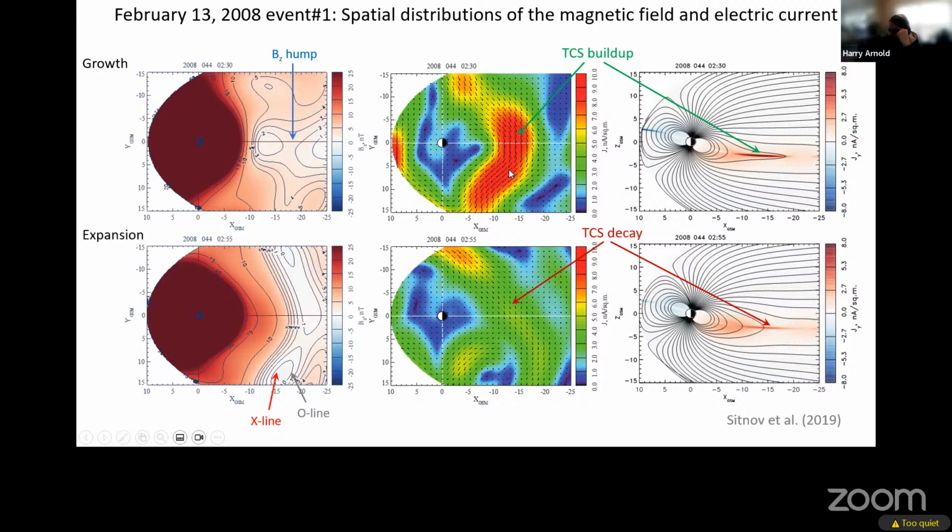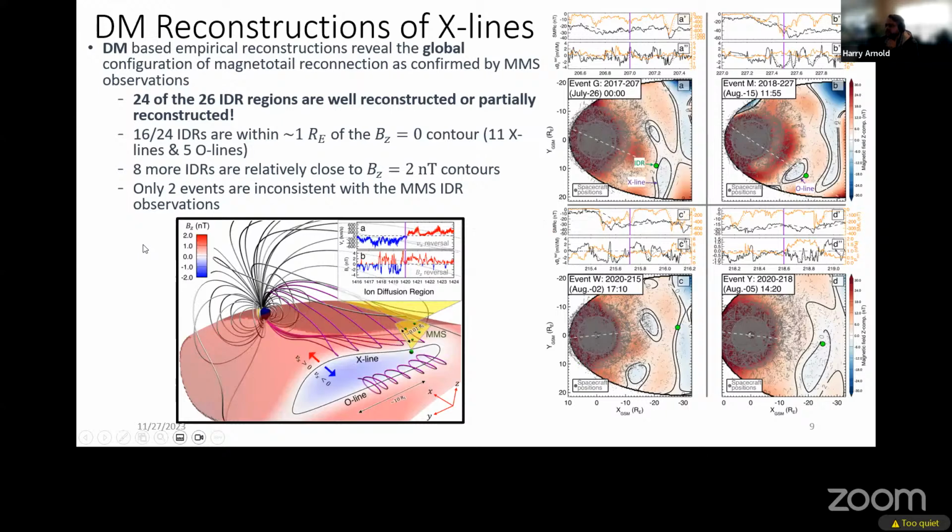So it's a big chunk. It's a big chunk of the current in the magnetotail, and you can also see it in the meridional plane as well. But then after the expansion phase, you can now see the BZ hump is pretty much gone, the thin current sheet is gone, and you're left with a more dipolar field. So once again, this thin current sheet, this may be playing a significant role in substorm dynamics.